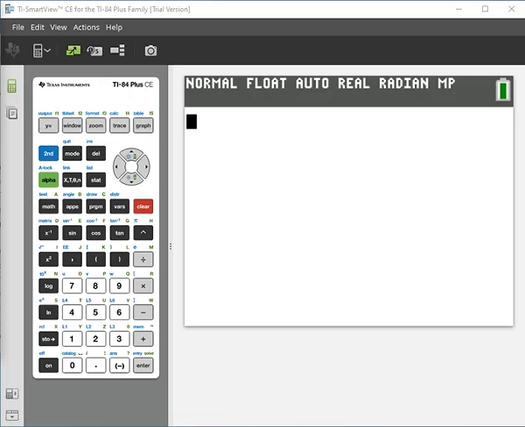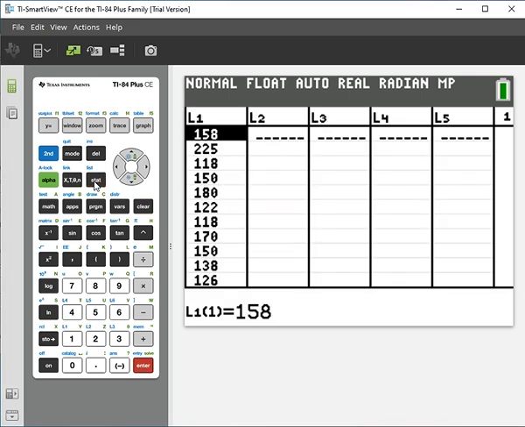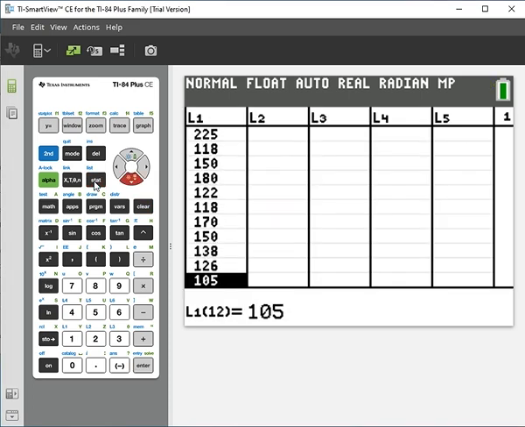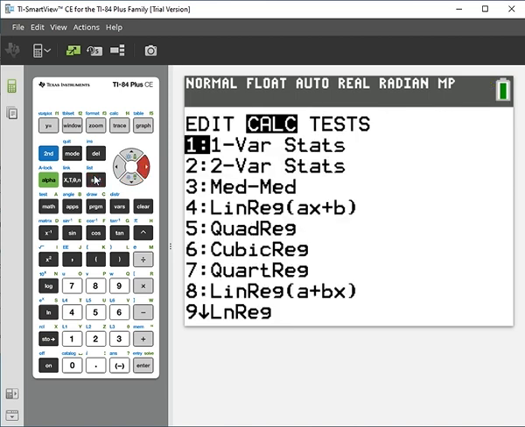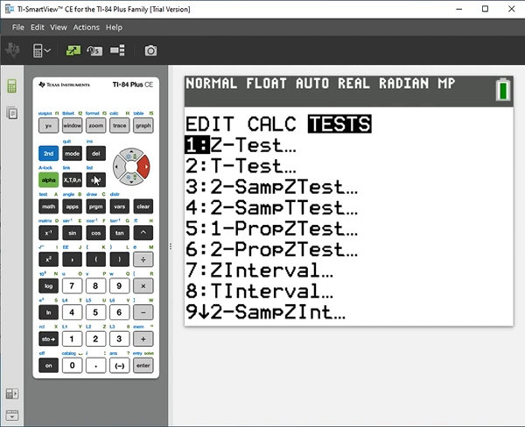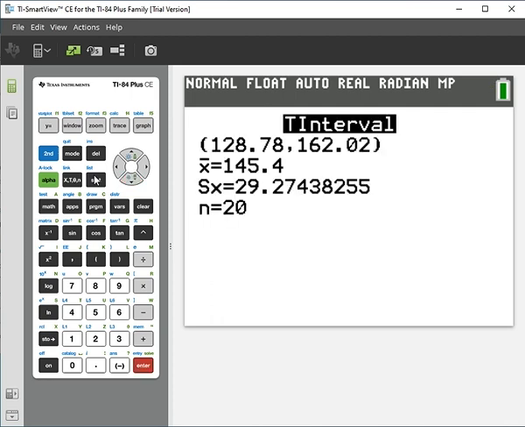Okay, so here are the calculator keystrokes for 8.3 number 10. So the first thing that I did is I went into the stats menu and I loaded all the data. So there it is. And having loaded it, I can now go into the stat menu, over to tests, and down to a t-interval. I'm going to use data, and that data is going to come from L1, and our confidence level is 98%. I'm going to calculate that.